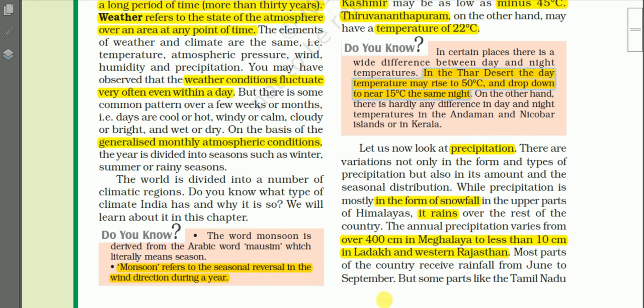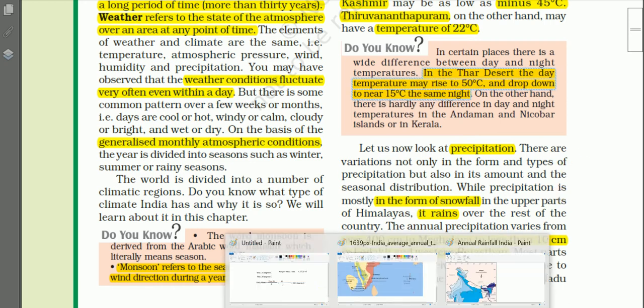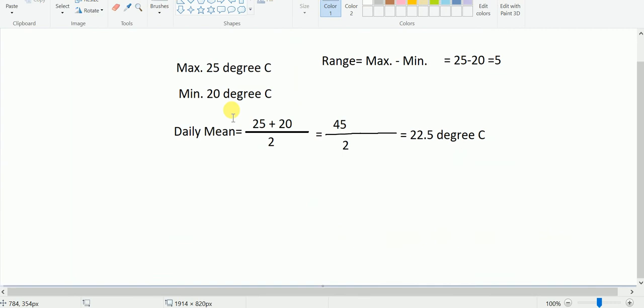During the daytime, the sun's rays are absorbed. Then in the night time, what happens? At night, it cools down fast, so it becomes around 15 degrees Celsius.